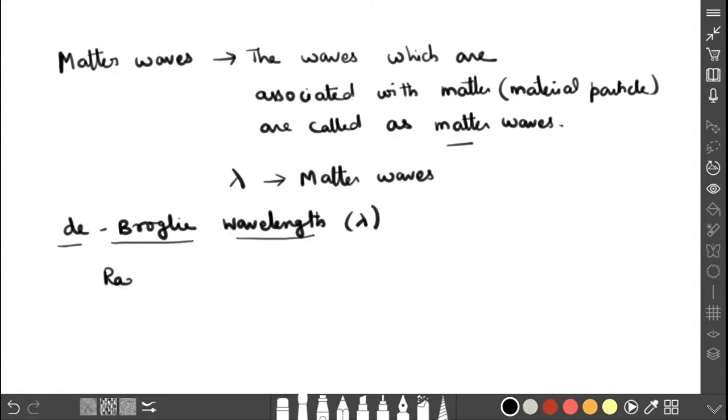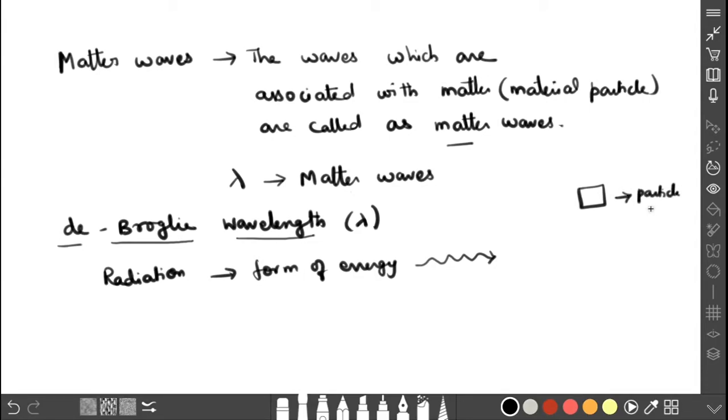Radiation is a form of energy, right? So this form of energy, if you divide it, that means it has the wave nature. If you take any material and divide it, what will happen? It becomes particles, and then if you further divide the particle, it becomes atoms, right? So in this way we can divide matter or material.